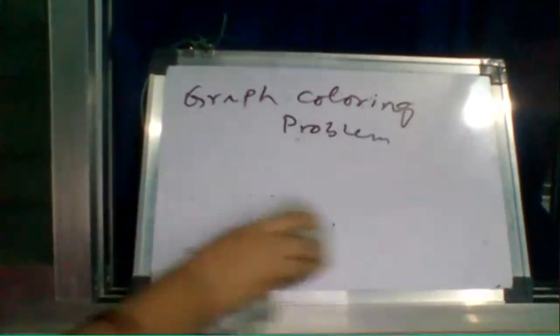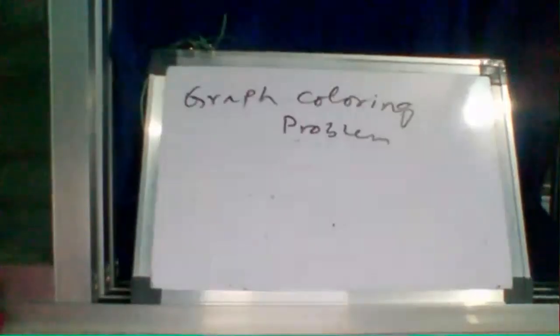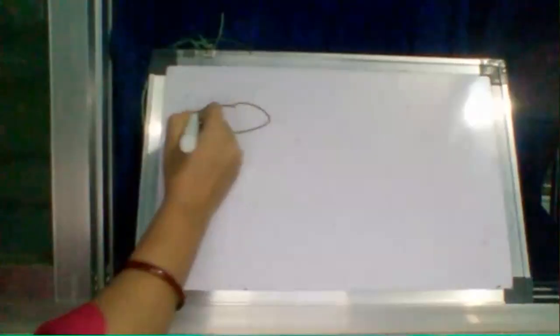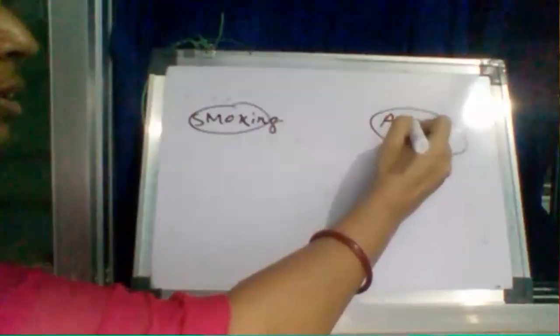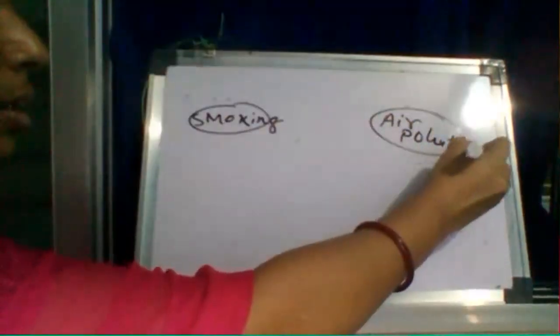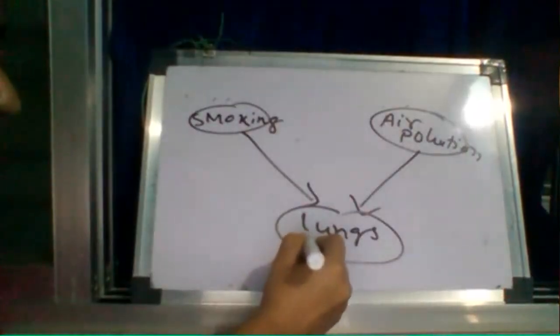And then, according to your syllabus, comes probabilistic reasoning. This probabilistic reasoning totally works on conditional probability. Suppose I consider this image: smoking and air pollution. Smoking can lead to lung cancer. Air pollution can also lead to lung cancer.